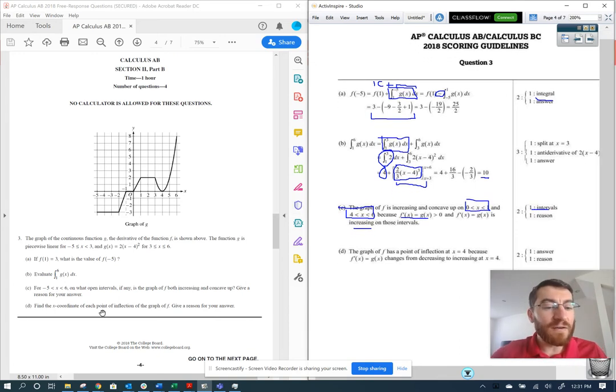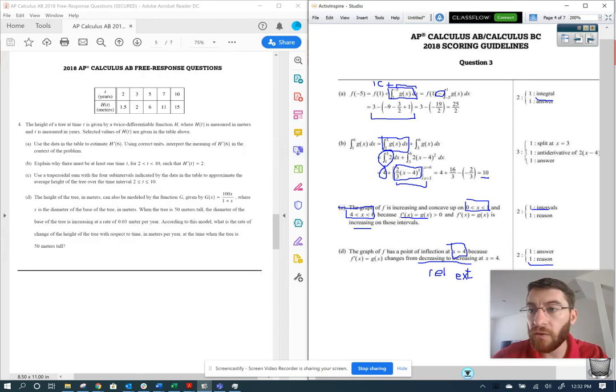So part D, find the x-coordinate for the point of inflection. We did this exact problem too. Decreasing to increasing, aka relative extrema. Those mean the same thing. You could put either. So if you put because the derivative, or g, changes from decreasing to increasing, that's your reason. Or if you put relative extrema, and then certainly your answer is x equals 4. Wow. We did almost this exact same problem in our review lesson so far. This is really cool, folks.